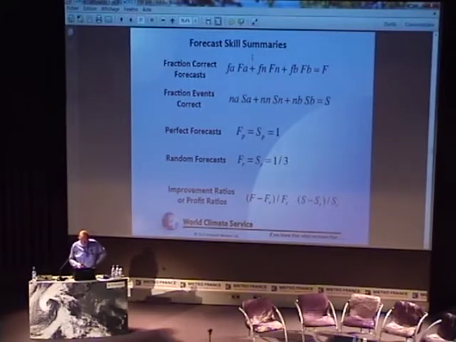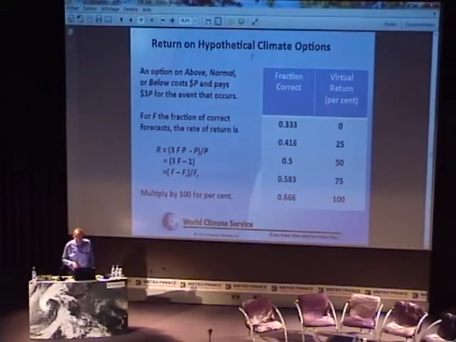So we can look at improvement ratios then, which are improvements over the random forecast or the random success ratios of 1/3. So this is a measure of the skill of the forecast that is useful in making business decisions. And let's imagine that we have an option going here. Somebody's running a pool, so to speak, and you can buy an option on the climate being above normal, below normal, or normal for P euros.